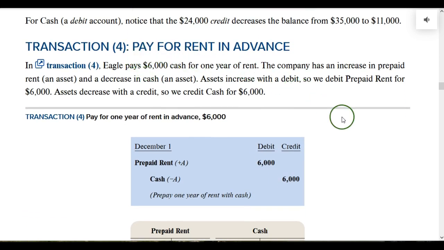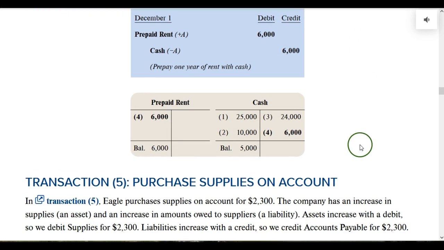If we pay for rent in advance, remember the prepaid rent account is an asset account. So we're going to debit the prepaid rent account $6,000. Cash is going out the door, so we're going to credit cash $6,000. The prepaid rent account, which is showing this T account, it was 0. We put $6,000 in. The balance is now $6,000. What happened to the cash account? Well, it went down. We did have $11,000 after transaction 3. Paid $6,000 more out. We're down to $5,000. So you add these debits, subtract these credits, that gives you the new balance in the cash account. So we're down to $5,000 in the cash account.